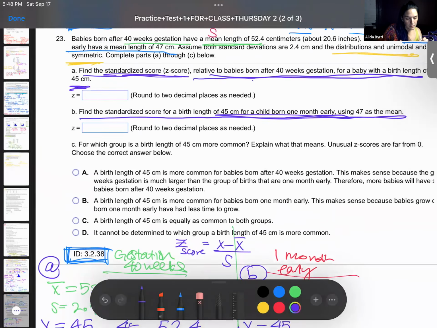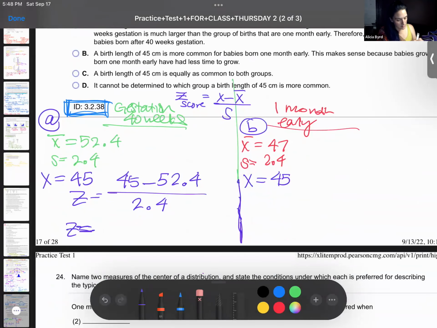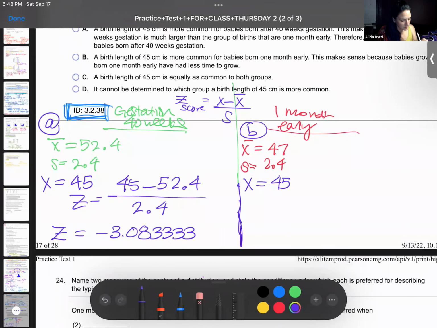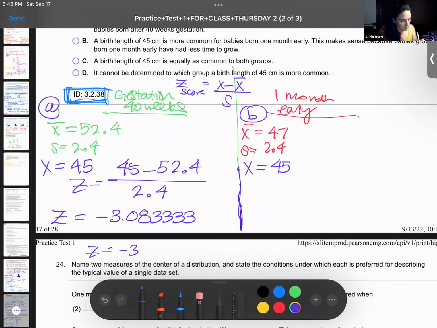Okay. And round to 2 decimal places. And they did say in the notes it's typically 2 decimal places for these. So z equals negative 3.08333. There's a bunch of threes, so I would round that to just 3 places. So z is going to equal negative 3.08.